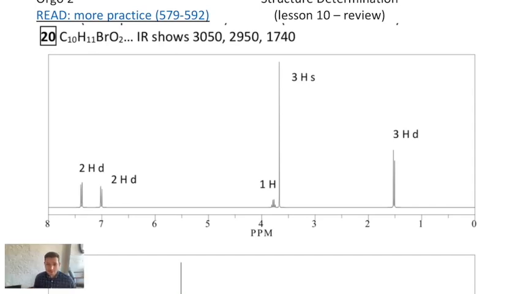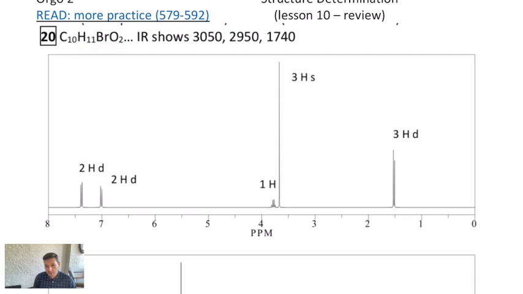Okay, chemists, let's do some practice problems from NMR spectroscopy, combining things like molecular formulas and IR spectroscopy, and see if we can deduce some structures. Starting off with this one, we've got 10 carbons, 11 hydrogens, a bromine, and 2 oxygens.